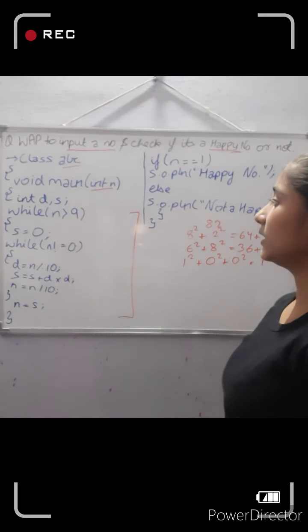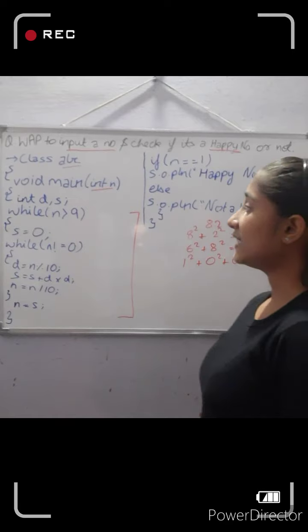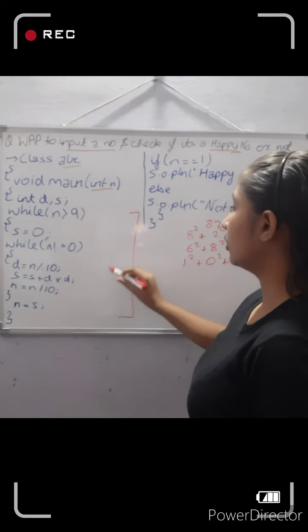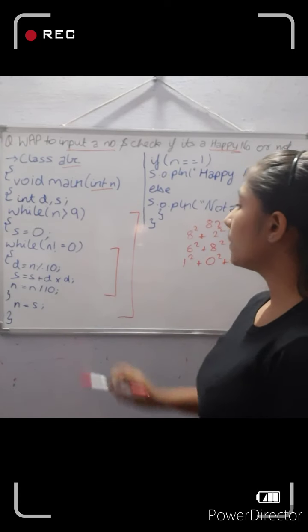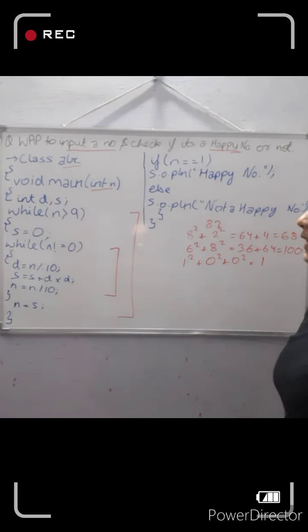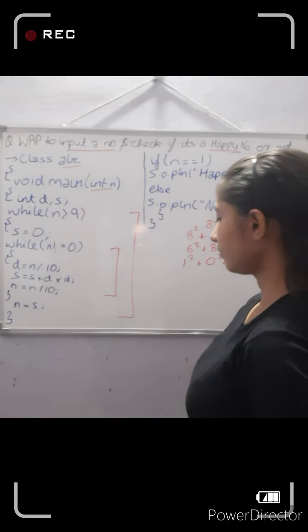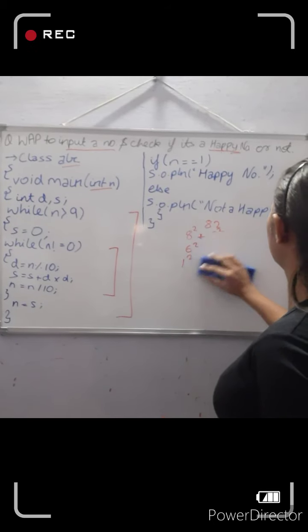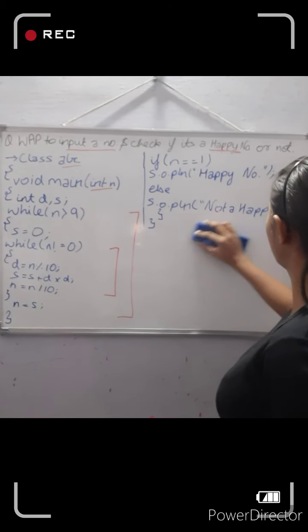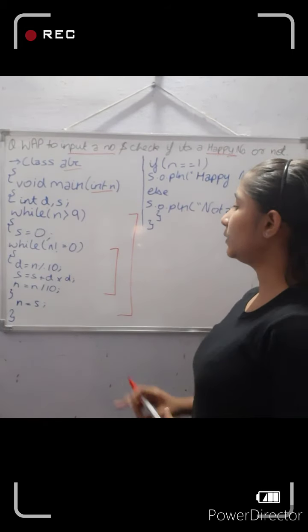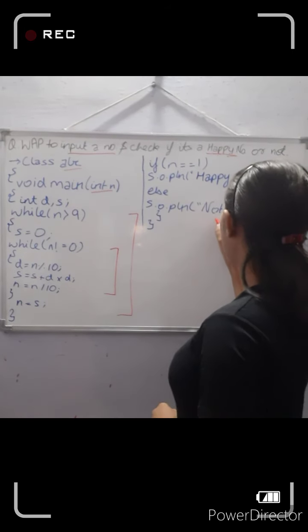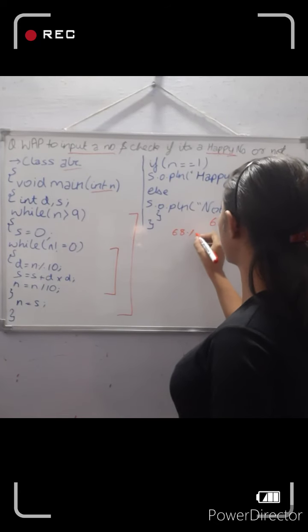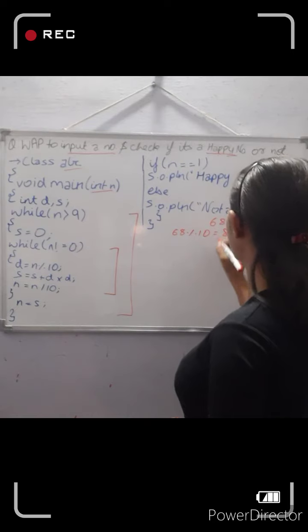Now s is equal to 0. So over here the value of s is initially 0. Now while n should not be equal to 0. This means that this while loop will stop running as soon as the value of n reaches 0. So now d is equal to n modulus 10. So suppose n is 68. So 68 modulus 10, we get the number 8.